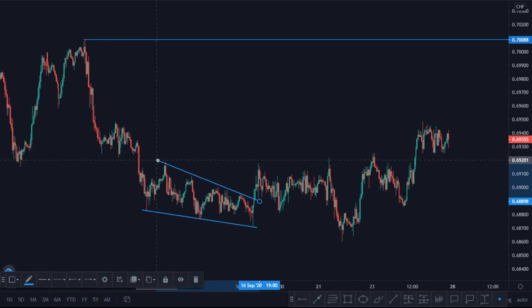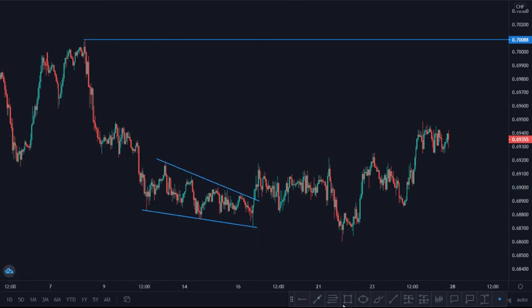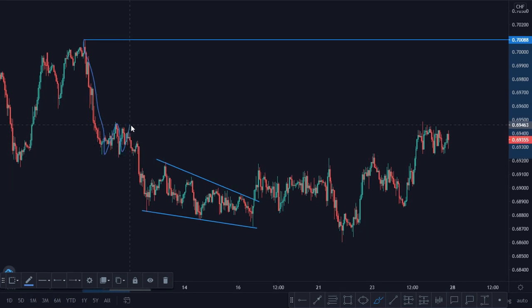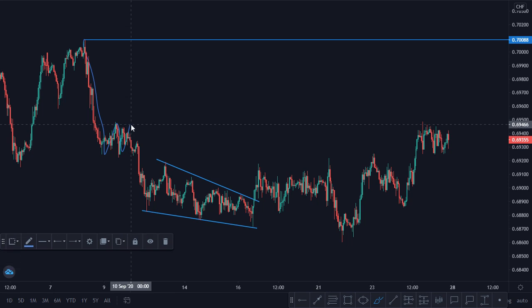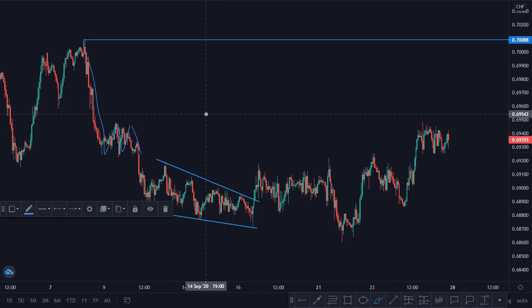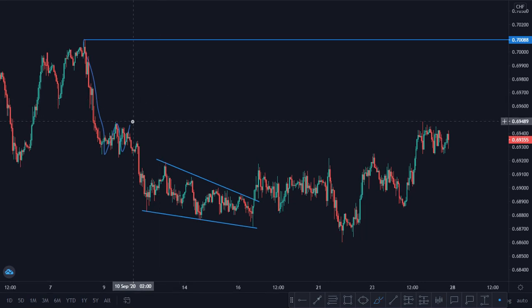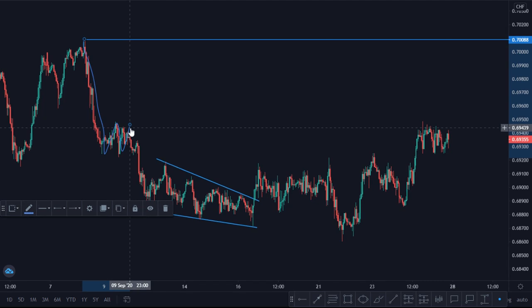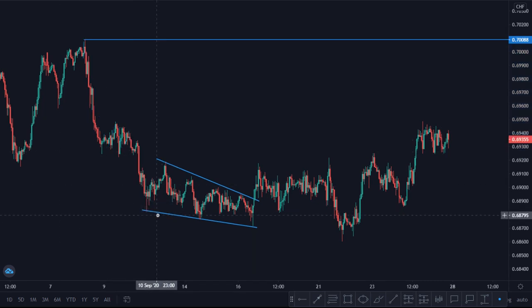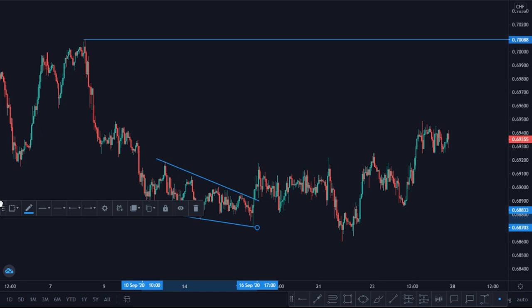As you can see, as price started moving all the way from this blue line to the downside, it gave us a continuation pattern. You can see that. Okay, it gave us a continuation pattern.